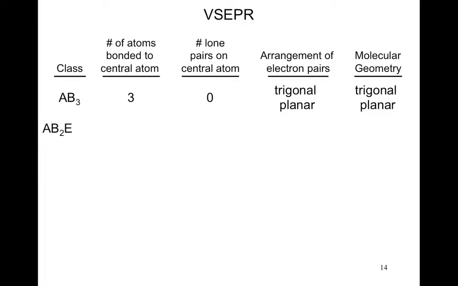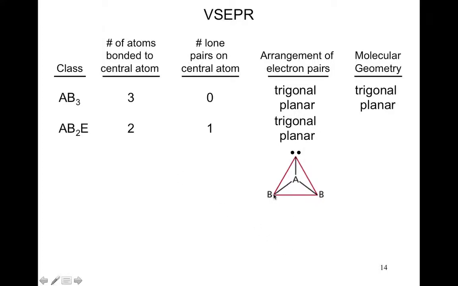So let's look at how we change this stuff. We start with AB3, which was 3 bonded atoms and no lone pairs, and it's trigonal planar. Well, let's change that to AB2E. So A stands for the central atom, B stands for another atom, but E stands for electron pair now. And so now we can say we've got 2 atoms bonded and 1 electron pair.